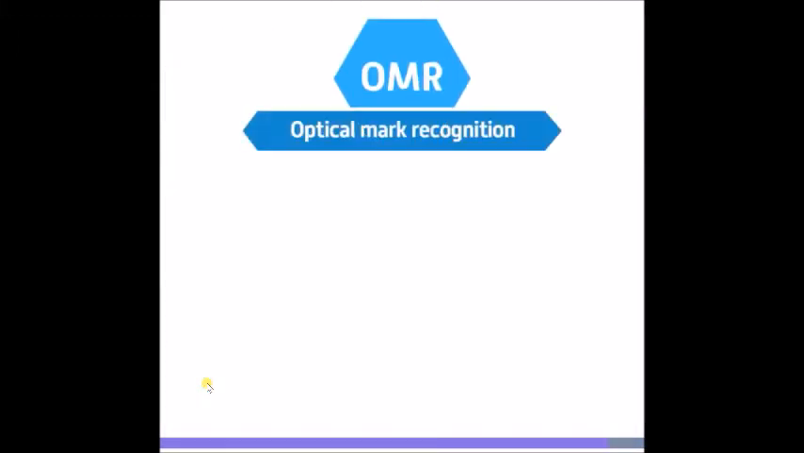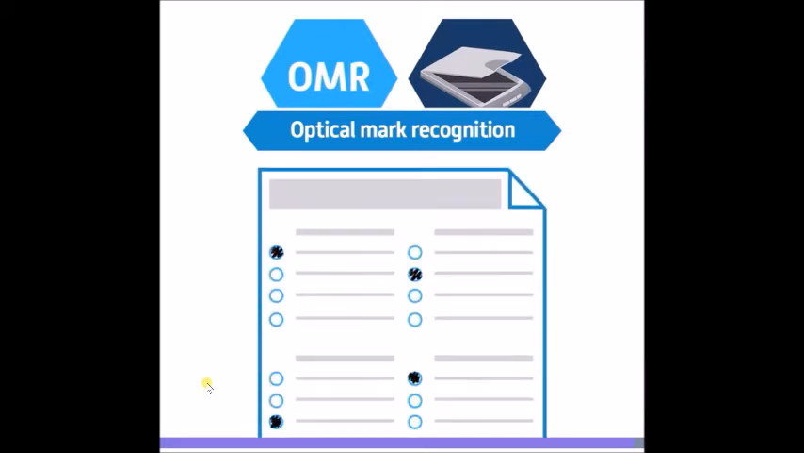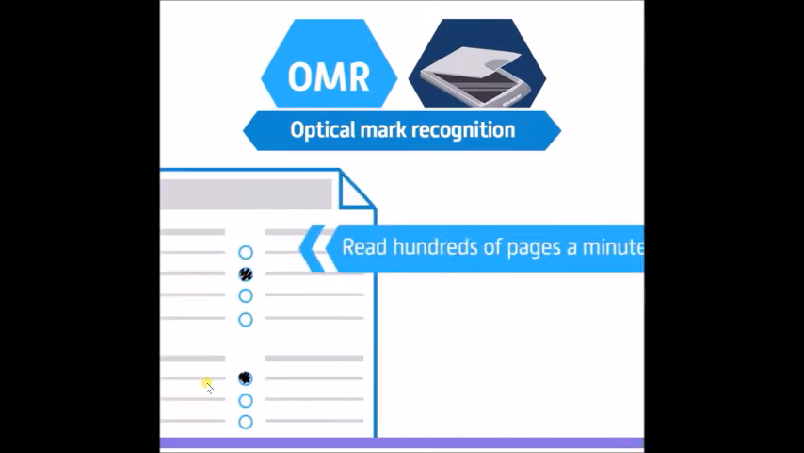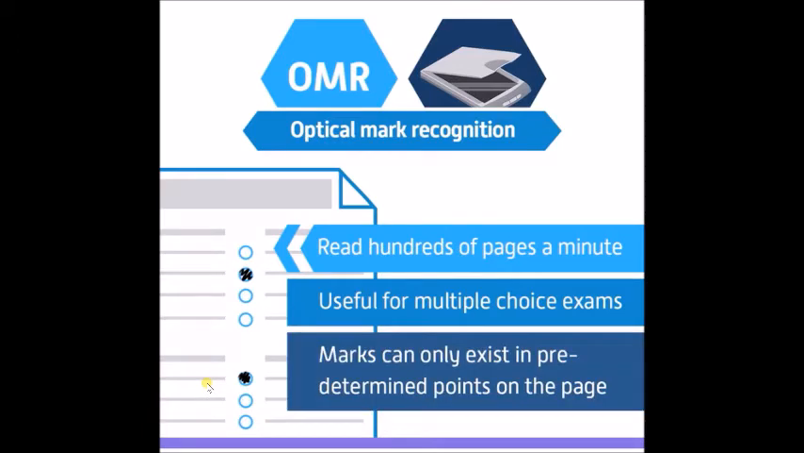A piece of technology that is commonly used in schools is optical mark recognition, or OMR. This involves a scanner looking for pencil or ink marks at specific points on a page. An OMR scanner can read hundreds of pages a minute. In education, this is a useful tool for multiple choice exams, as marks can only exist at predetermined points on the page. It's also an alternative way of doing a class register.